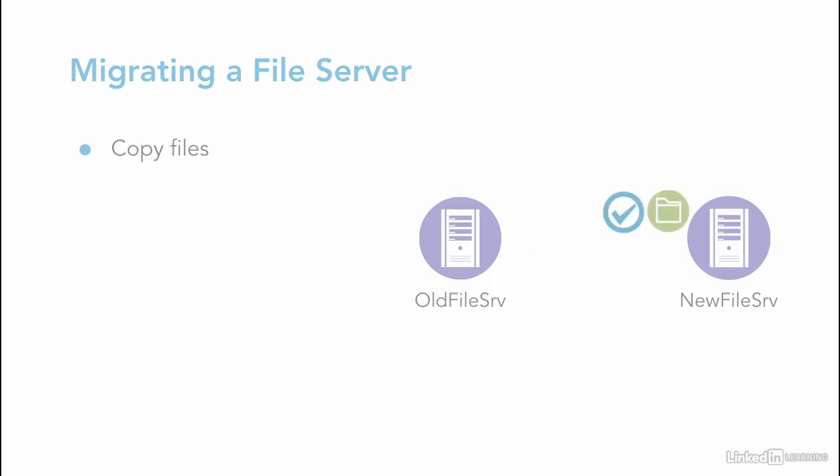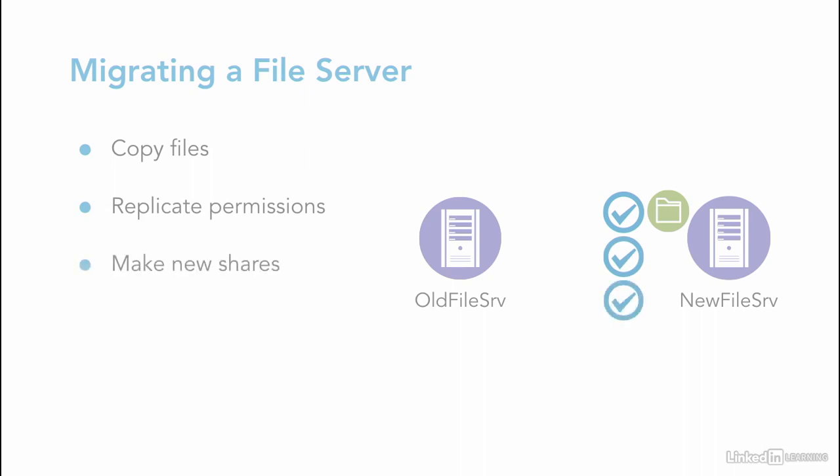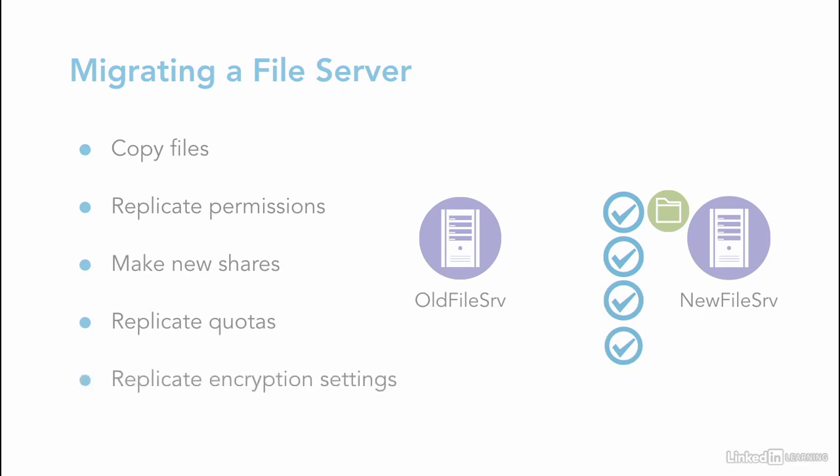Copying files from one place to another, that's easy enough. But to really migrate that workload, you have to find a way to copy file permissions and share permissions, create the new shares, and set the quotas and encryption and whatever else might be going on your old file server. I think we all understand the problem, and Microsoft has fielded questions about this issue for quite a while.